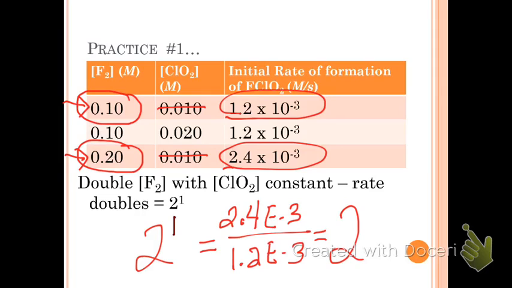Pause your video if you need to double check, especially if you got it incorrect. If you got it correct, just keep on. Press play when you're ready.